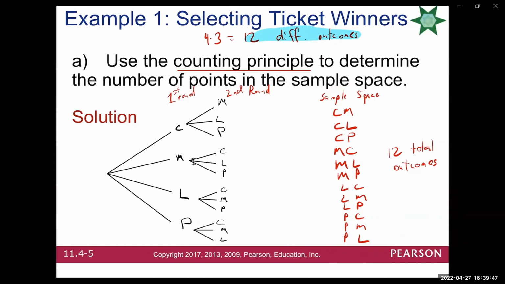I think it's 3, you've got the 4. Here's Christine, Christine, Christine, Christine, Christine, and Christine.